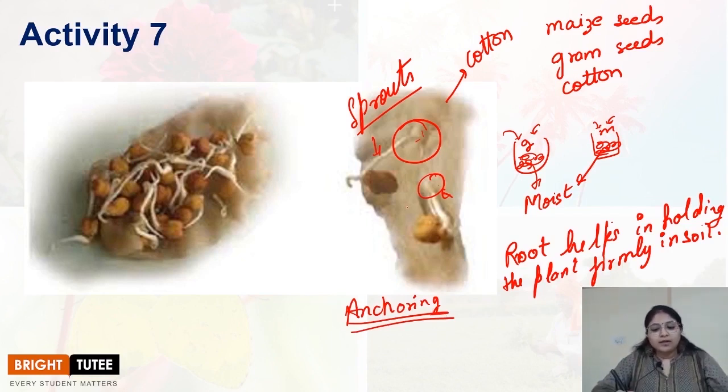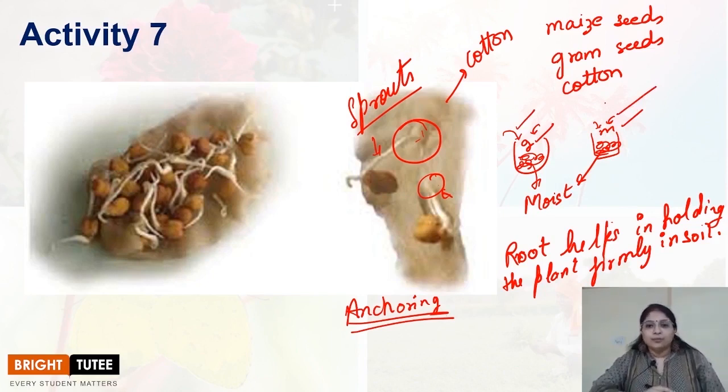So with this activity, we are able to see how the root of gram as well as the root of maize has a similar function. Now with this activity, we'll move on and understand the types of root. Now we will pick up the seed of gram and the seed of maize, and then we will observe the kind of root that is growing.